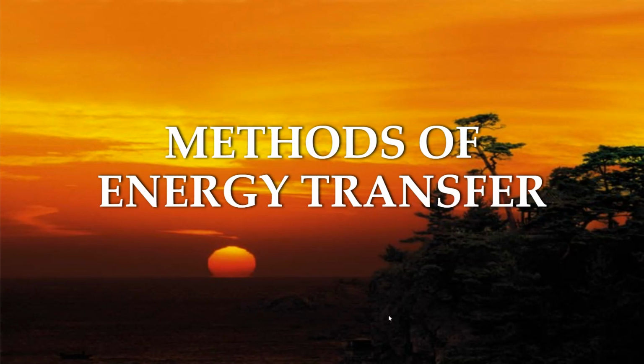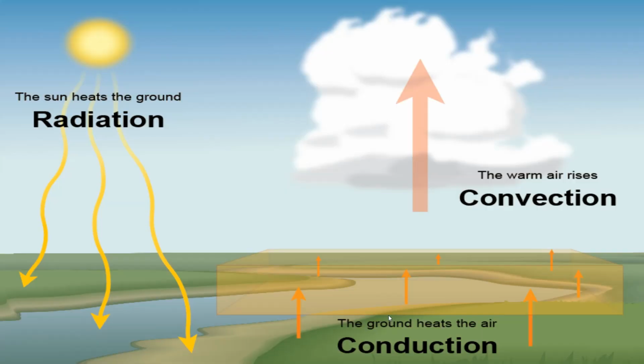In this part of the lecture, I want to discuss methods of energy transfer. In other words, now that energy gets into the planet itself and heats the Earth's surface, how is that energy going to be transferred within the atmosphere, as well as from the Earth to the atmosphere? There are three primary methods of energy transfer: radiation, conduction, and convection.